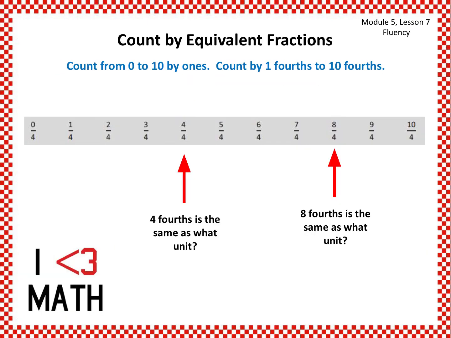All right, we're going to do just a little bit of counting again today to practice. We're going to start from 0 to 10 by ones. So we're going to count in fourths this time. So 0/4, 1/4, 2/4, 3/4, 4/4, 5/4, 6/4, 7/4, 8/4, 9/4, and 10/4. Wow, we really went further this time. You all should know that 4/4 is the same as 1. So 5/4 is 1 1/4. 6/4 is 1 2/4, 7/4 is 1 3/4, and 8/4 is 2.